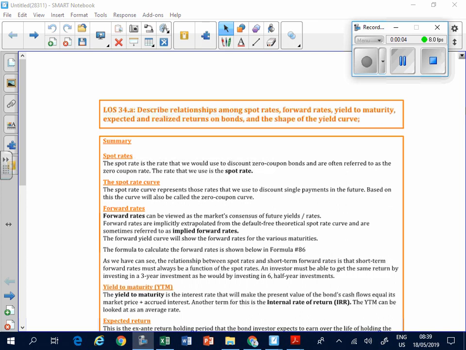Spot rates, forward rates, yield to maturity, and so on. Everyone comfortable with what a spot rate is and what it does? Yeah? So when do we use spot rates, people? Valuation, right? It's a discount rate we use to value cash flow in the future. It's a single discount rate. Well, it's a rate that's associated with maturity.